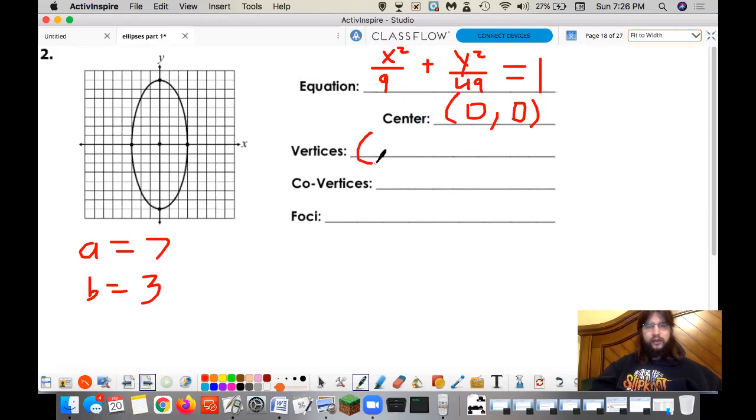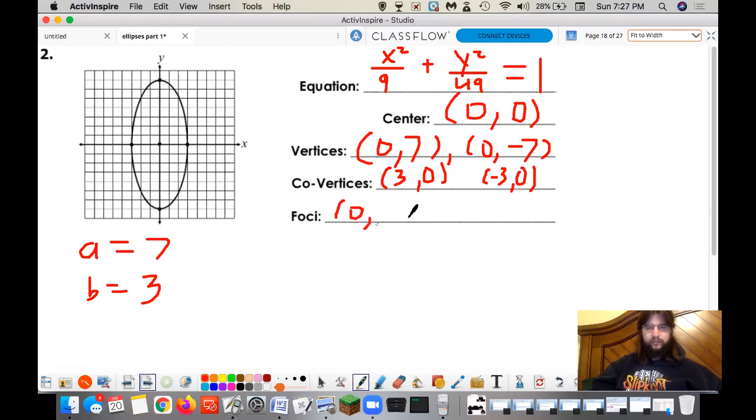Vertices, again, if we know our A, B, and center, we can just say, oh, hey, my vertices are on the major axis. It's going to be the vertical one. So my x value is not changing. And it's going to be 0 plus 7, 0 minus 7. You can check. Sure enough, it's at 0, 7, 0, negative 7. For the co-vertices, the y value won't change because it's horizontal. We're going to have a plus and a minus 3. Again, the center is 0, 0, so that makes it easy for us.